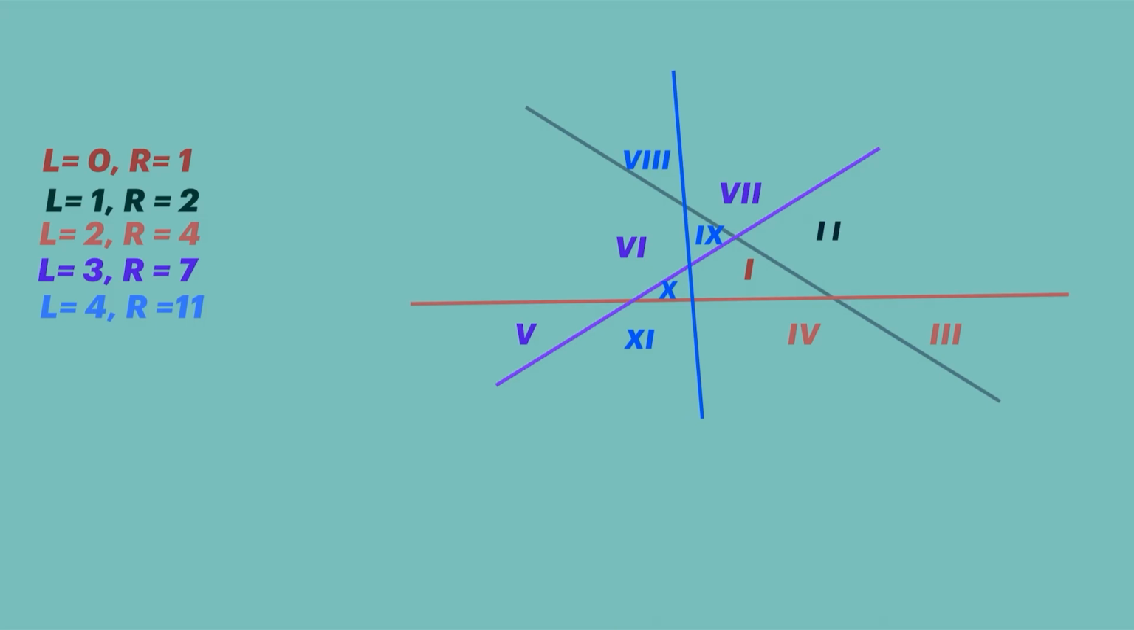So in this way, if we draw 100 lines, then how many regions would be created? That is the question, isn't it? When L equal to 100, then R equal to how many? So this is the question. So let us solve this question first from the very beginning.